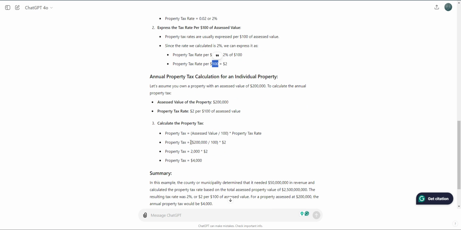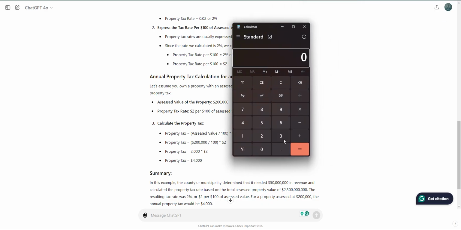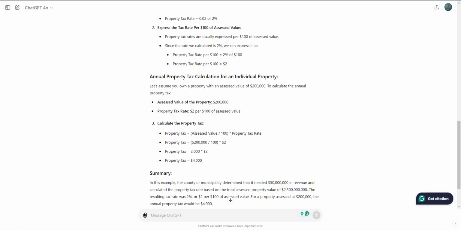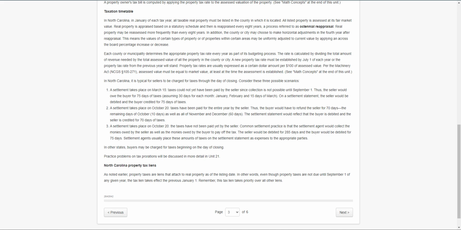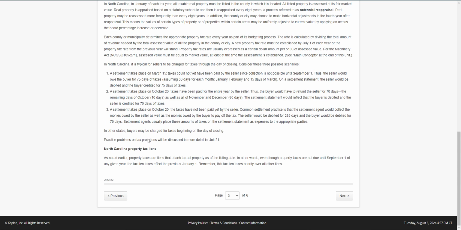It's $2. So if you have a $300,000 home divided by 100 times 2. Jeez. Okay. So they just be assessing our value like it's nothing, huh?